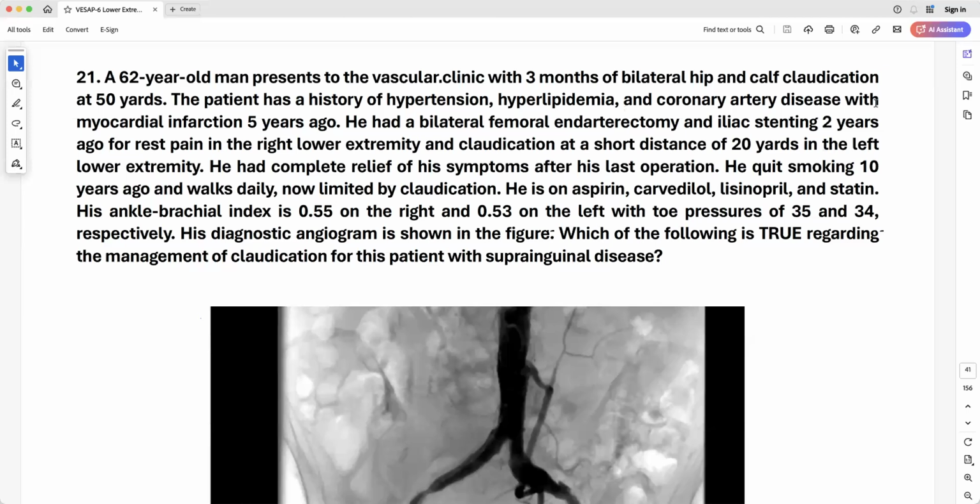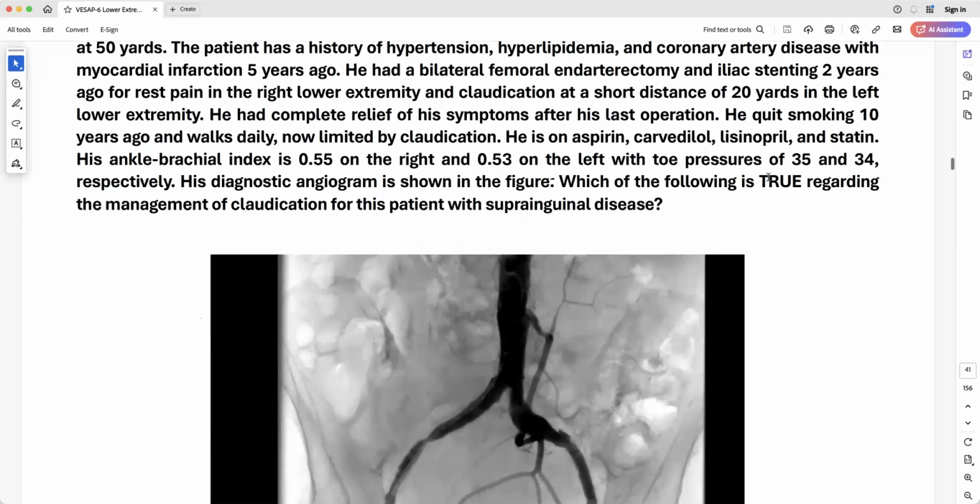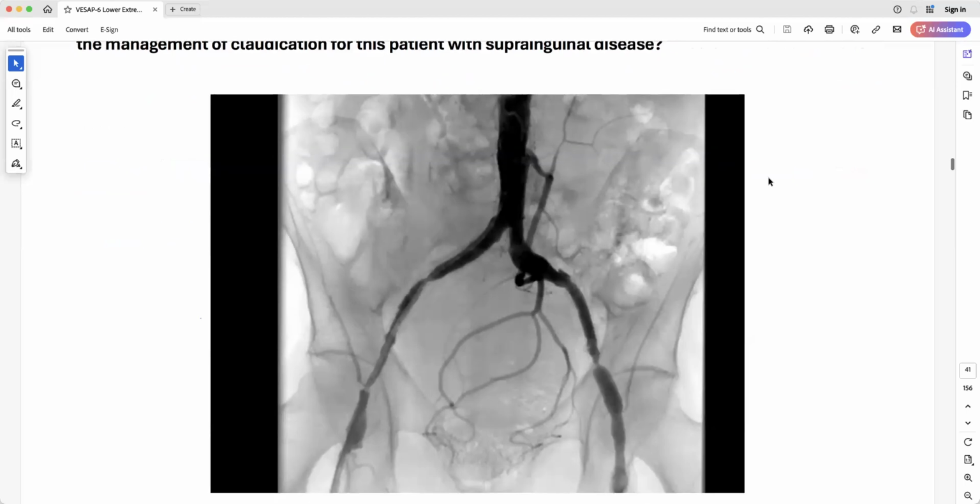His ABI is 0.55 on the right and 0.53 on the left, with toe pressure 35 and 34 respectively. His diagnostic angiogram is shown in the figure. Which of the following is true regarding the management of claudication in this patient with suprainguinal disease?